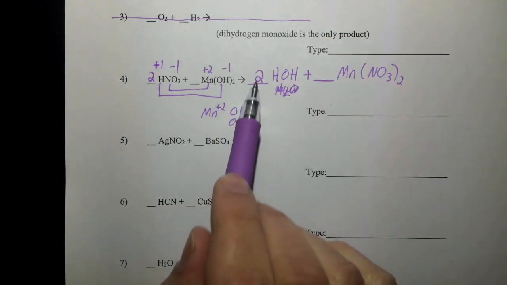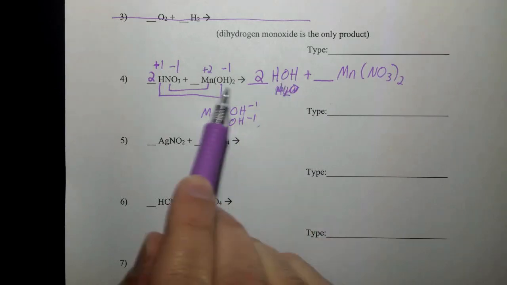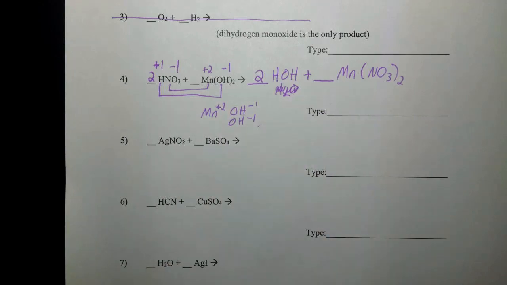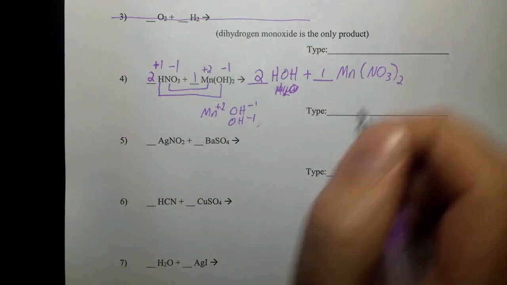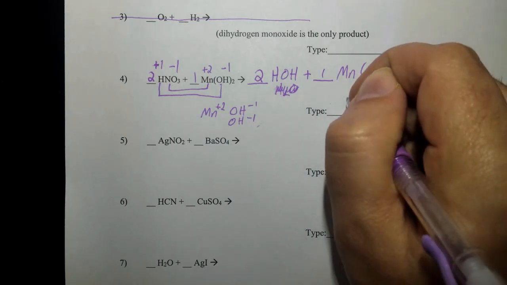And by placing this 2 here, that changes my OHs. I've got 2 OHs, but I've got 2 OHs, so that's okay. 1 Mn, 1 Mn, we're all good here. So 2, 1, 2, 1. And then what type of reaction is this? Yay, it's a double again.